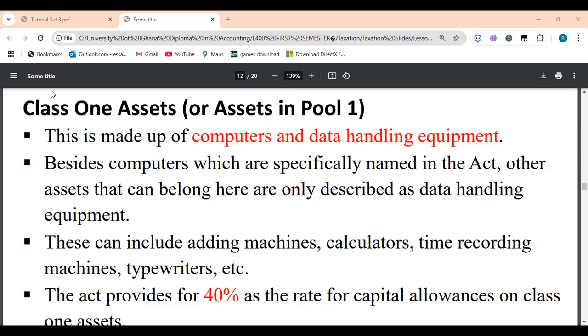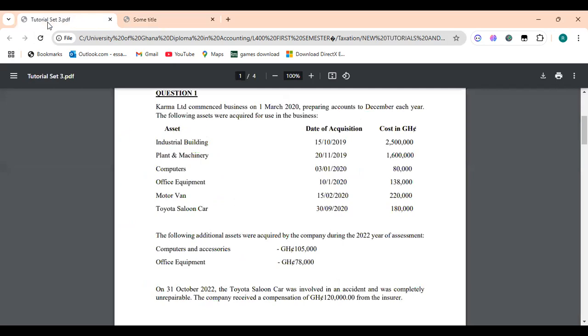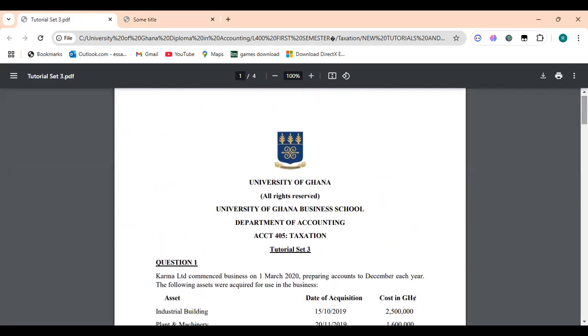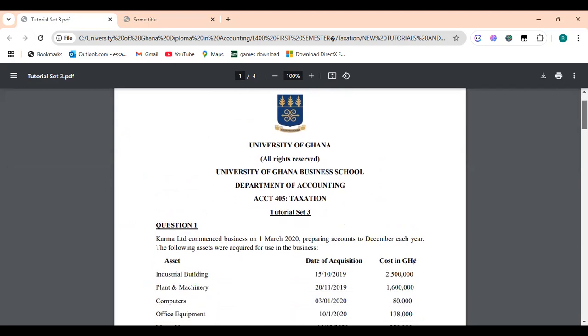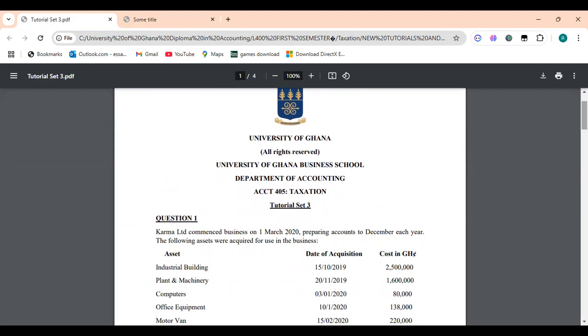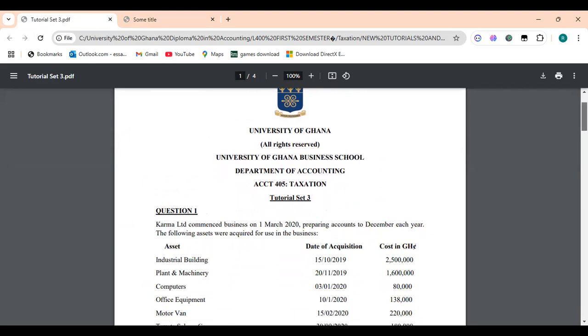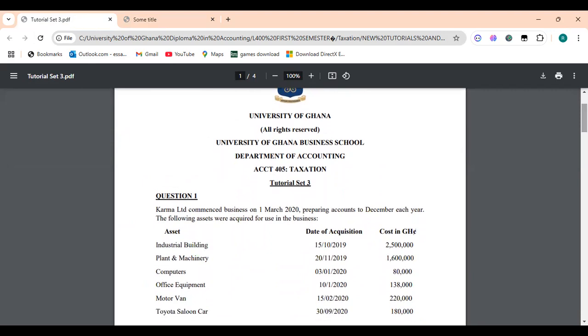All right, so today we'll be talking about taxation tutorial set 3. I think after this, I'll be focusing on the other courses. I'm so tight. I wish I was even done with everything. So we'll be talking about tutorial set 3, which is more of capital allowance.